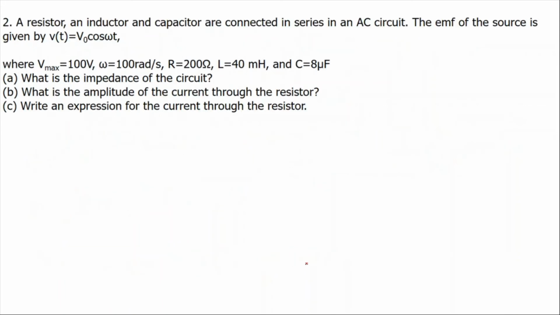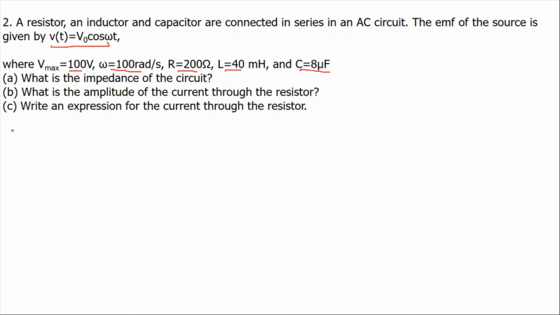Okay, next question. A resistor, an inductor, and a capacitor are connected in series in an AC circuit. The electromotive force of the source is given by this equation. In this equation, this V0 is actually Vmax, it is 10 volts, angular frequency 100 radians per second, resistance 200 ohms, inductor 40 millihenry, and capacitor 8 microfarad. What is the impedance of the circuit?